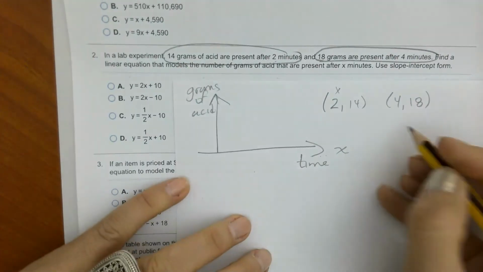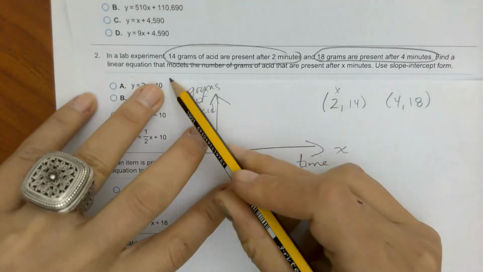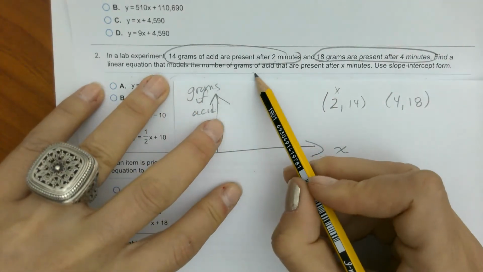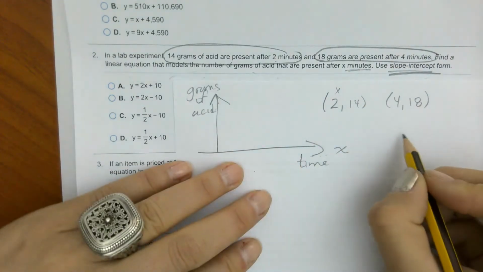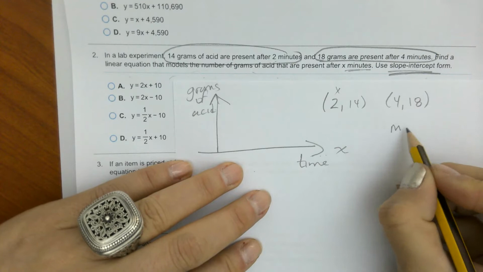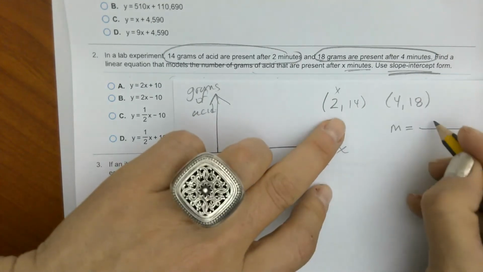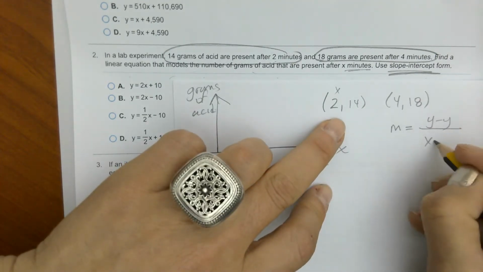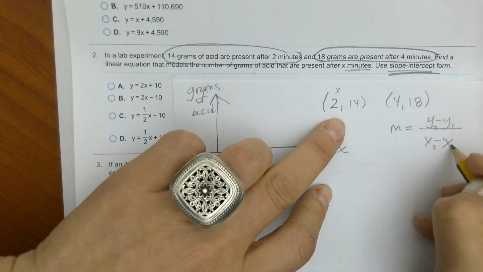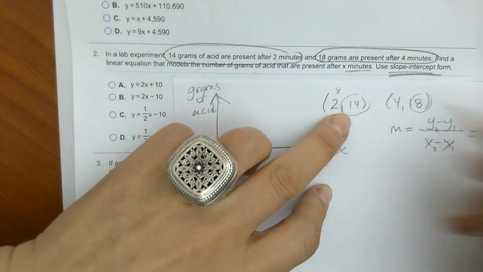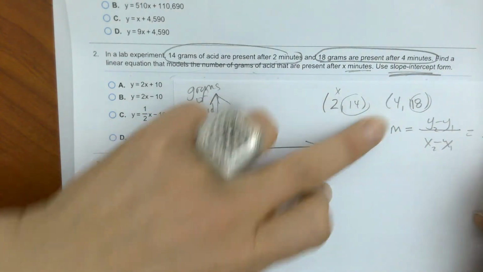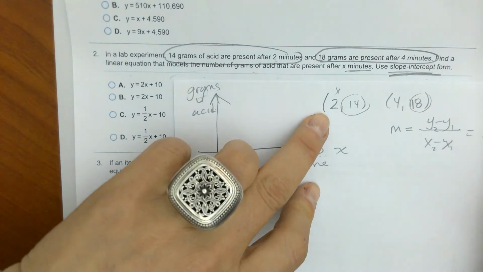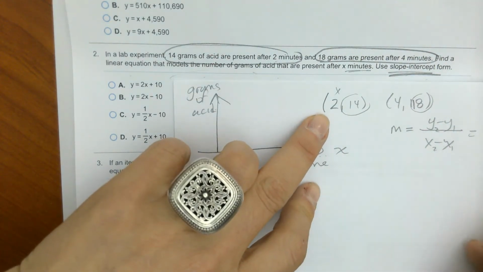Okay? So it says, find a linear equation that models the grams of acid that are present after x minutes and put it in slope y-intercept form. So first I need my slope. So I have to subtract my y's on the top and x's on the bottom. So 18 subtract 14, that's 4. And 4 subtract 2, that's 2. So 4 over 2, that's 2. So my slope is 2.